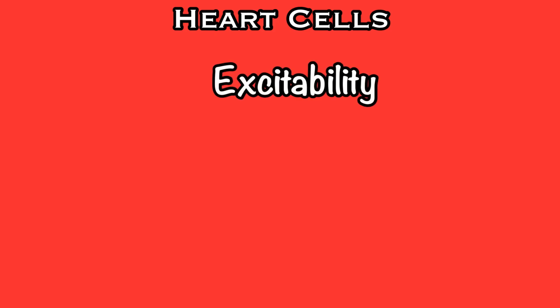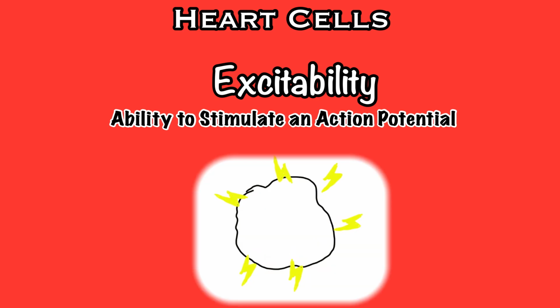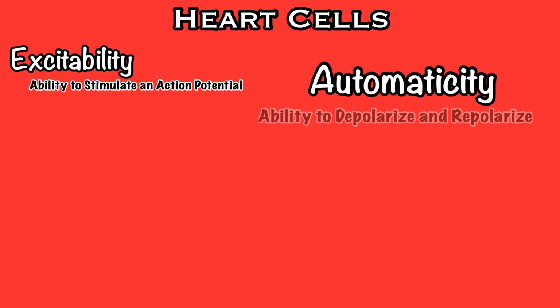Cells in the heart have a few special abilities that allow the heart to function properly. First, we have excitability. This means the ability to stimulate an action potential. An action potential is the first jolt of electricity that triggers a heartbeat. Next is automaticity, the ability to depolarize and repolarize automatically.